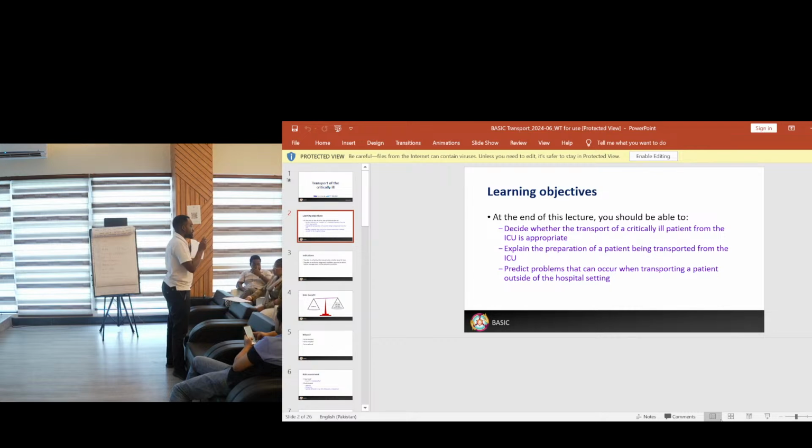Minute ventilation is respiratory rate times the tidal volume, and you put your tidal volume into liters. So if it's 500 mL tidal volume, it is 0.5 liters.